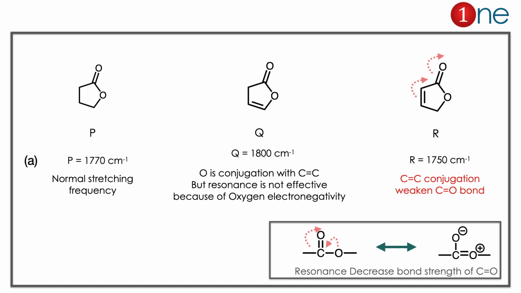But if you look at R, you might think of conjugation. Definitely here it will reduce the carbonyl stretching frequency. It has more single bond character. So R will have the lowest one, Q will have a higher one because the oxygen contribution is less, and P will have the normal one. So the answer will clearly be A with these values. The concept you have to learn here is that conjugation decreases the strength of the CO bond. It establishes single bond character in the CO.